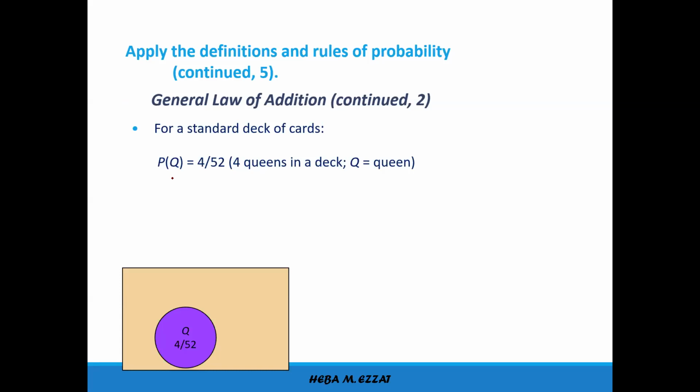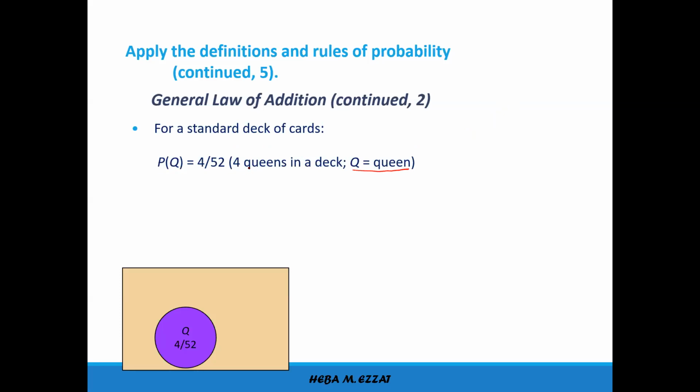P of Q means the probability of getting a queen. Q refers to the queen. So in any deck of cards, we have 4 queens, 2 in red and 2 in black. We differentiate between the 2 red and the 2 black with different shapes: spades, clubs, diamonds and hearts. Diamonds and hearts are colored red, and clubs and spades are colored black.